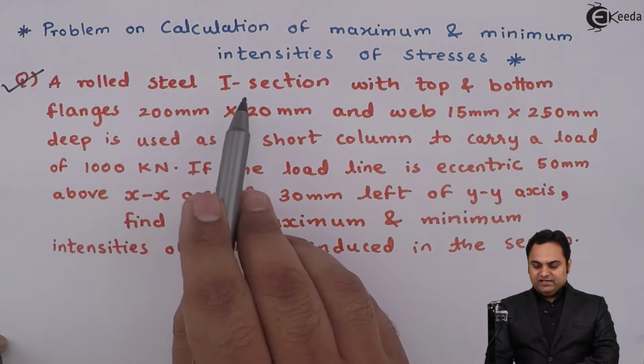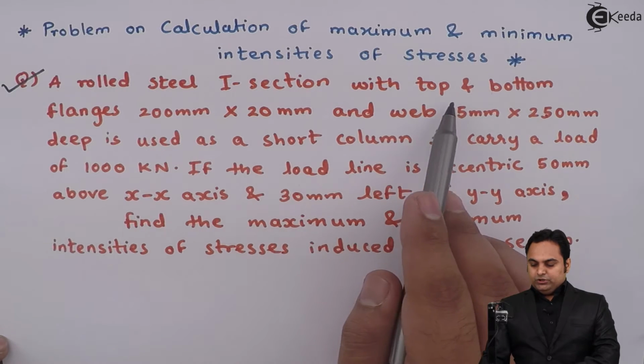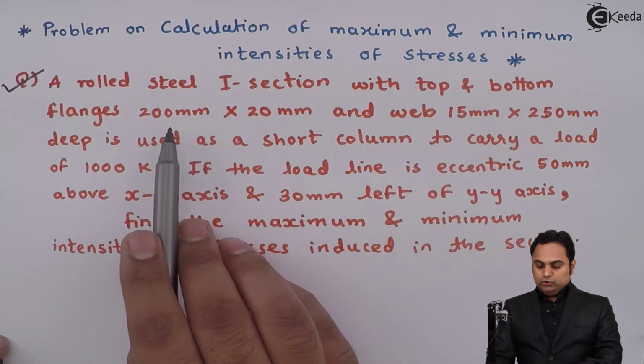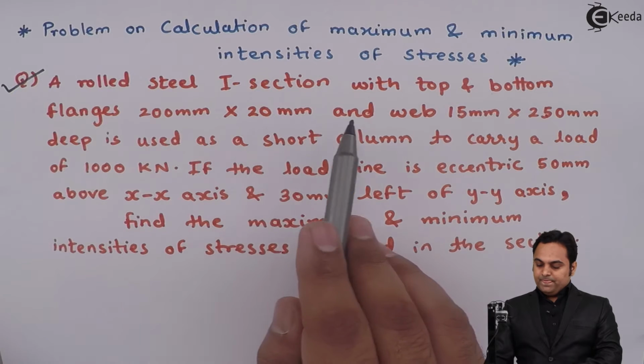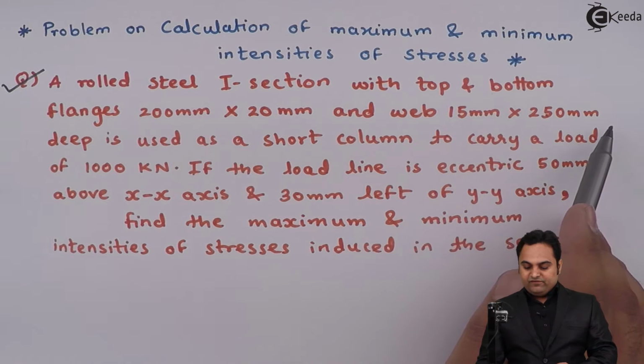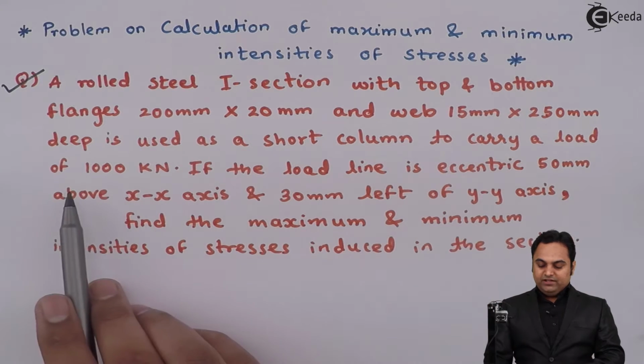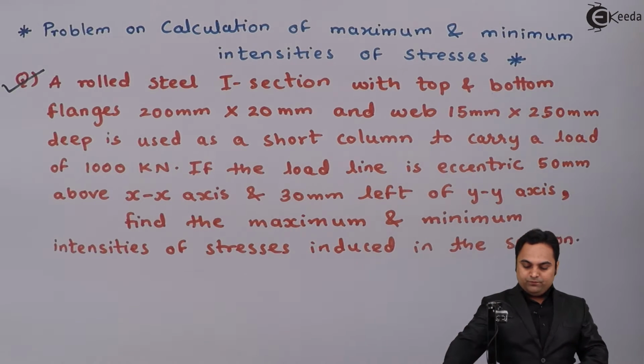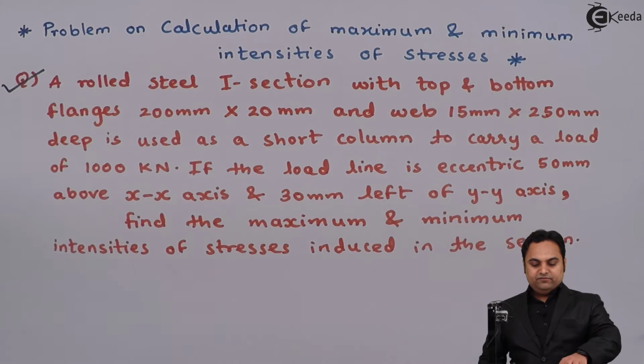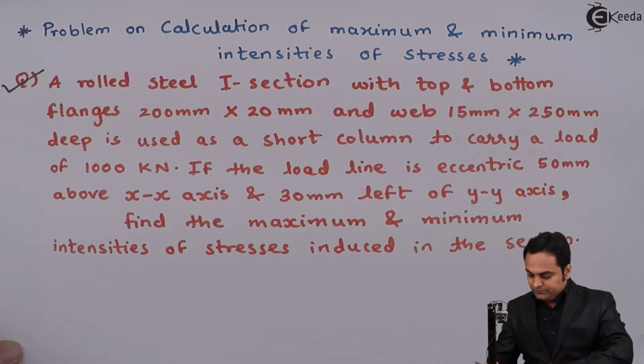A rolled steel I section with top and bottom flanges 200 mm into 20 mm and web 15 mm into 250 mm deep is used as a short column to carry a load of 1000 kilonewton. Now, whatever is given here, first I'll write that in the form of data.